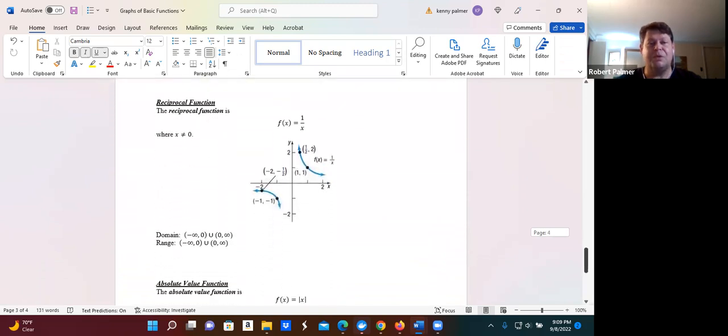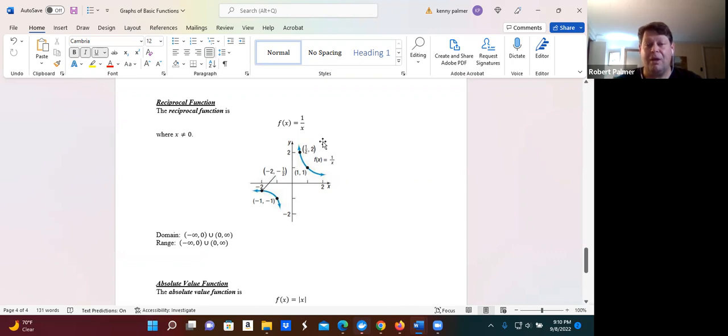Okay, next one, this is one of the most interesting domain and range, the reciprocal function. So 1 over x, so whatever x is, you flip it, 1 over that. For example, if we plug in -2, the reciprocal of -2 is -1/2. And also the reciprocal of 1/2, you plug in 1/2 for x, you flip that and you get +2.